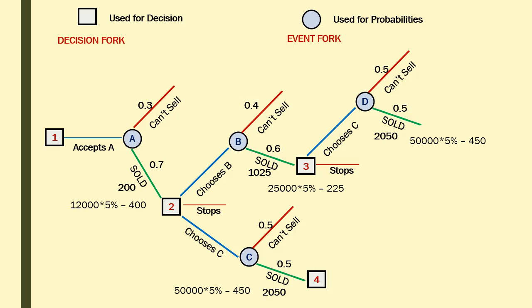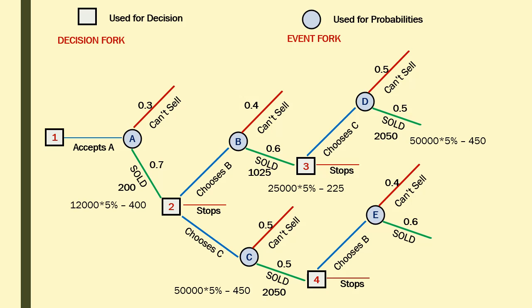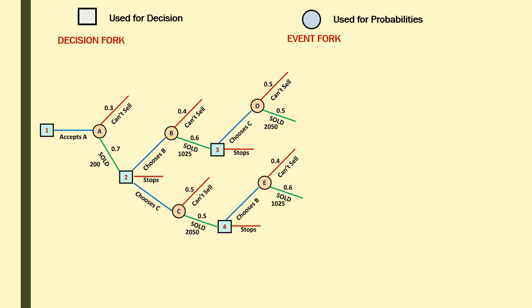Let us move to decision 4. Here the agent has 2 choices. One is to stop selling, and the other is to sell property B. If he takes the decision to sell property B, to succeed, he has a 60% chance. So the profit achieved when he succeeds is 1025 rupees. The calculation is shown. Now, we have completed all the possible alternatives.